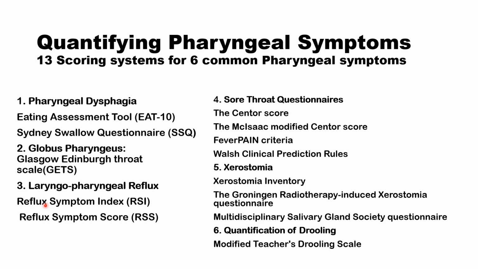two scoring systems, either the Reflux Symptom Index or the Reflux Symptom Score, and then sore throat questionnaires including the Centor score, the McIsaac modified Centor score, the FeverPAIN criteria, and the Walsh clinical predictor rules, followed by symptoms of xerostomia, the Xerostomia Inventory, and the Groningen Radiotherapy-induced Xerostomia Questionnaire, followed by the Multidisciplinary Salivary Gland Society Questionnaire for Xerostomia, and finally quantifying symptoms of drooling by the Modified Teacher's Drooling Scale.